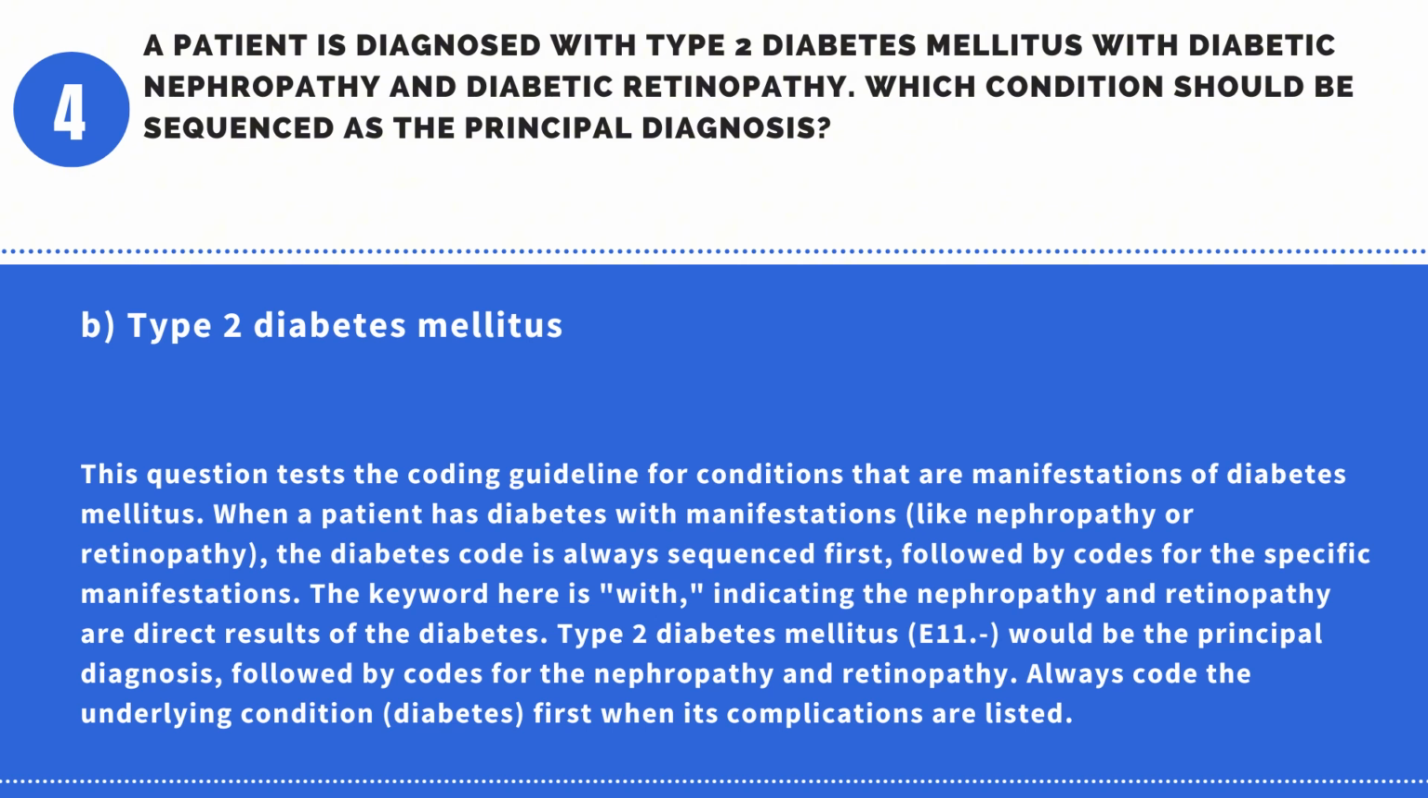Type 2 diabetes mellitus. This question tests the coding guideline for conditions that are manifestations of diabetes mellitus. When a patient has diabetes with manifestations, like nephropathy or retinopathy, the diabetes code is always sequenced first, followed by codes for the specific manifestations. The keyword here is with, indicating the nephropathy and retinopathy are direct results of the diabetes. Type 2 diabetes mellitus, E11, would be the principal diagnosis, followed by codes for the nephropathy and retinopathy. Always code the underlying condition, diabetes, first when its complications are listed.